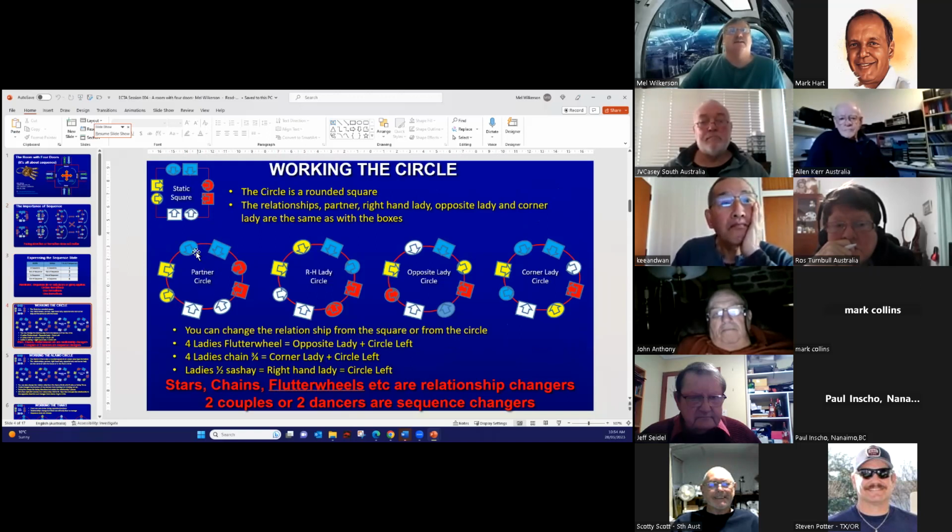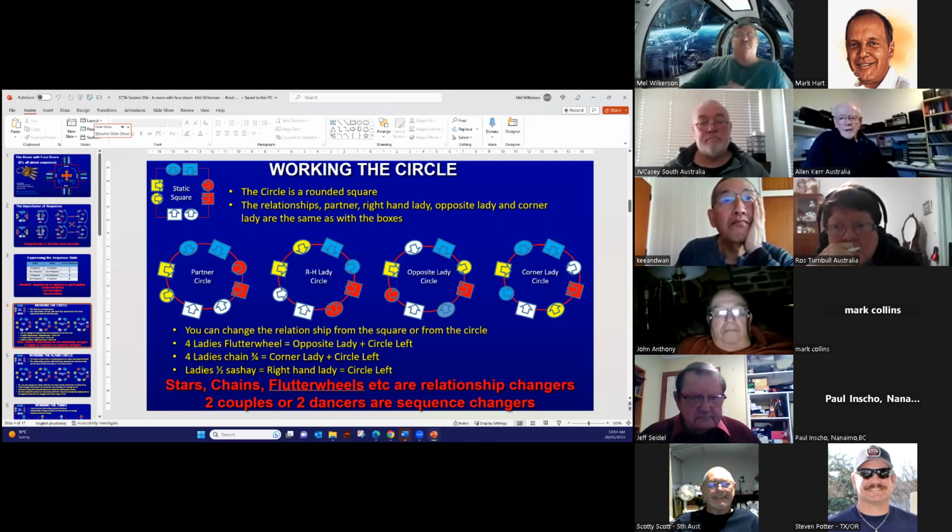So if I have the ladies move one direction, I change from partner to right-hand lady to opposite to corner. If I have the boys move, I just rotate it the other way, from partner to opposite to corner. And then the girls, I go the opposite direction: partner, corner, opposite, right-hand lady. It works the same in a circle, or it works the same in the line if you're going to rotate the dancers either left or right.